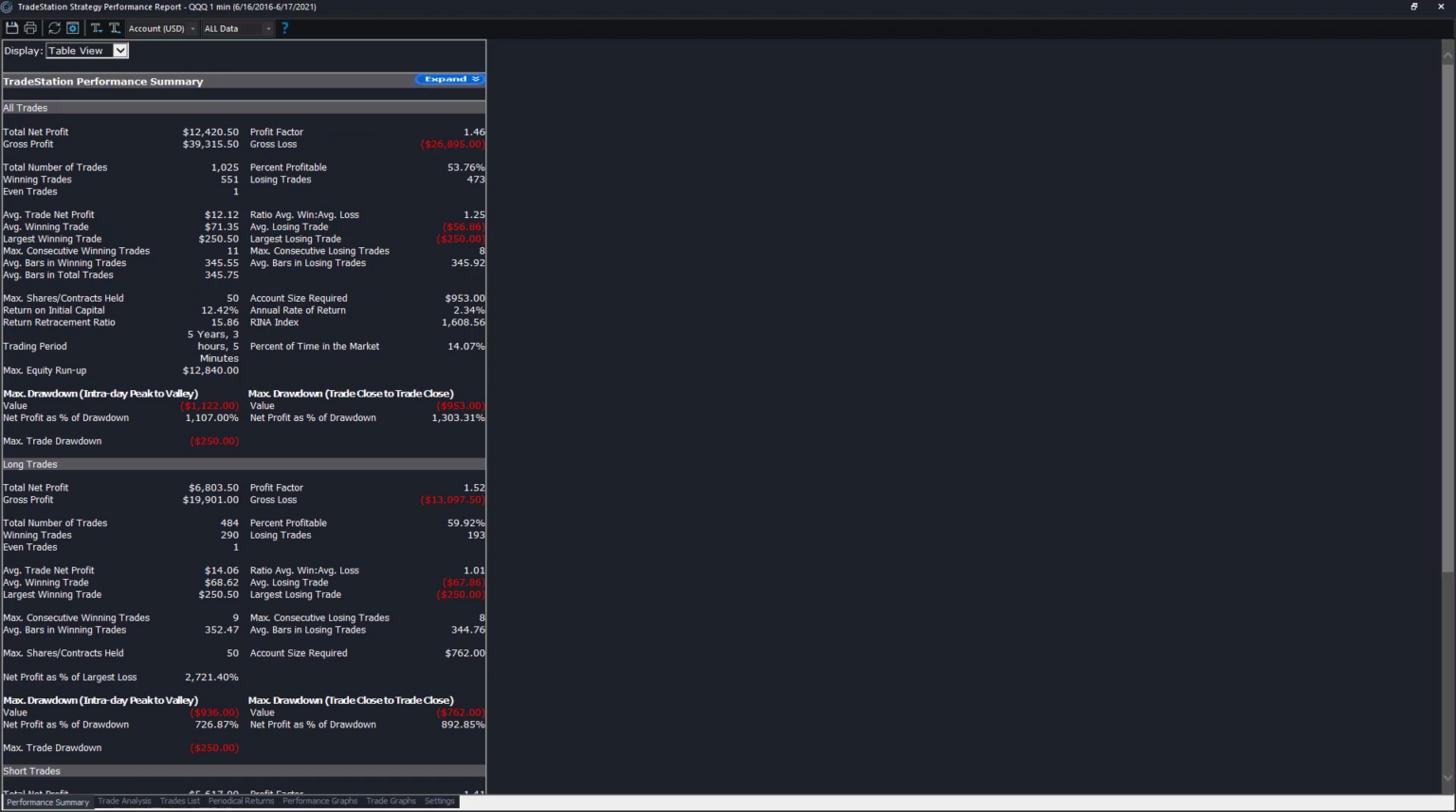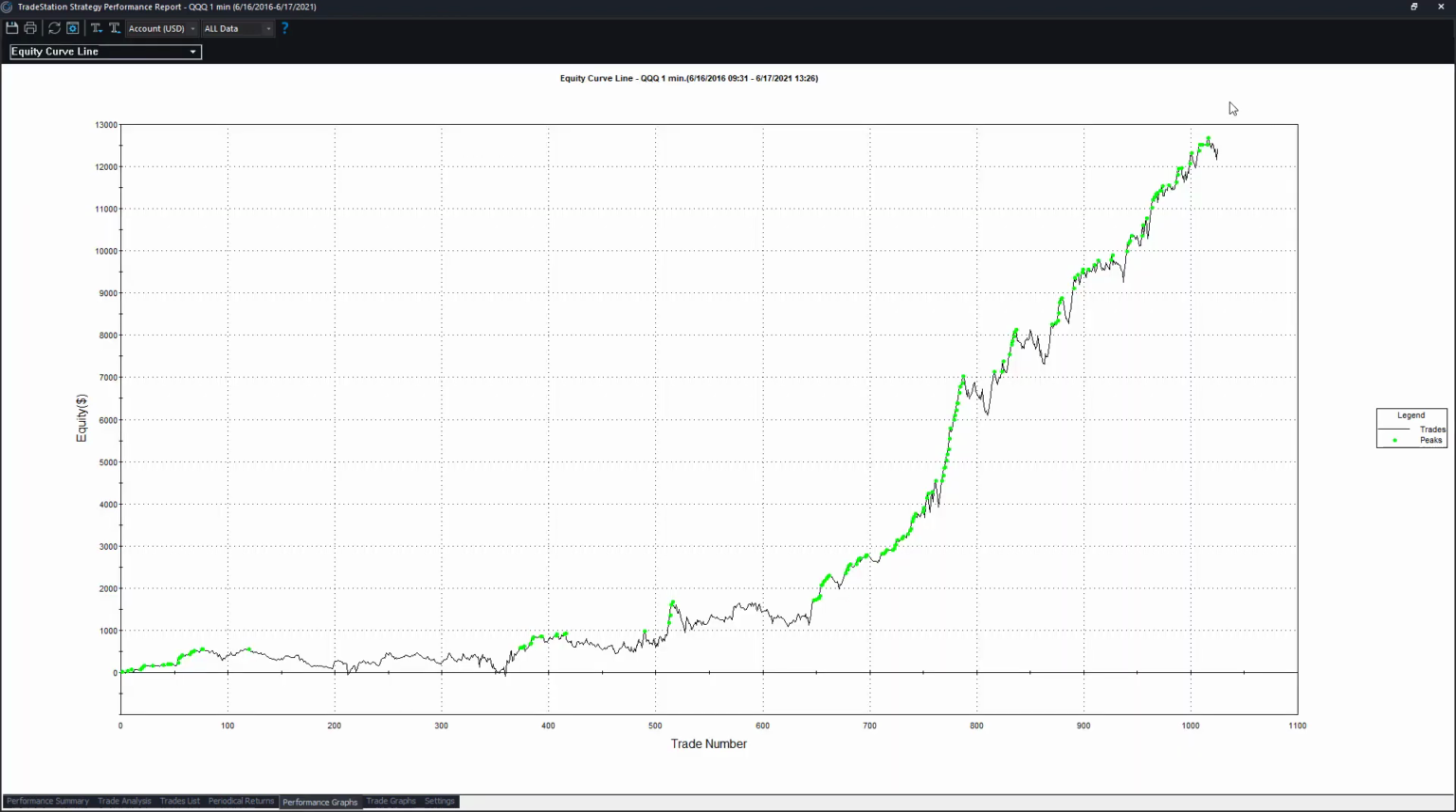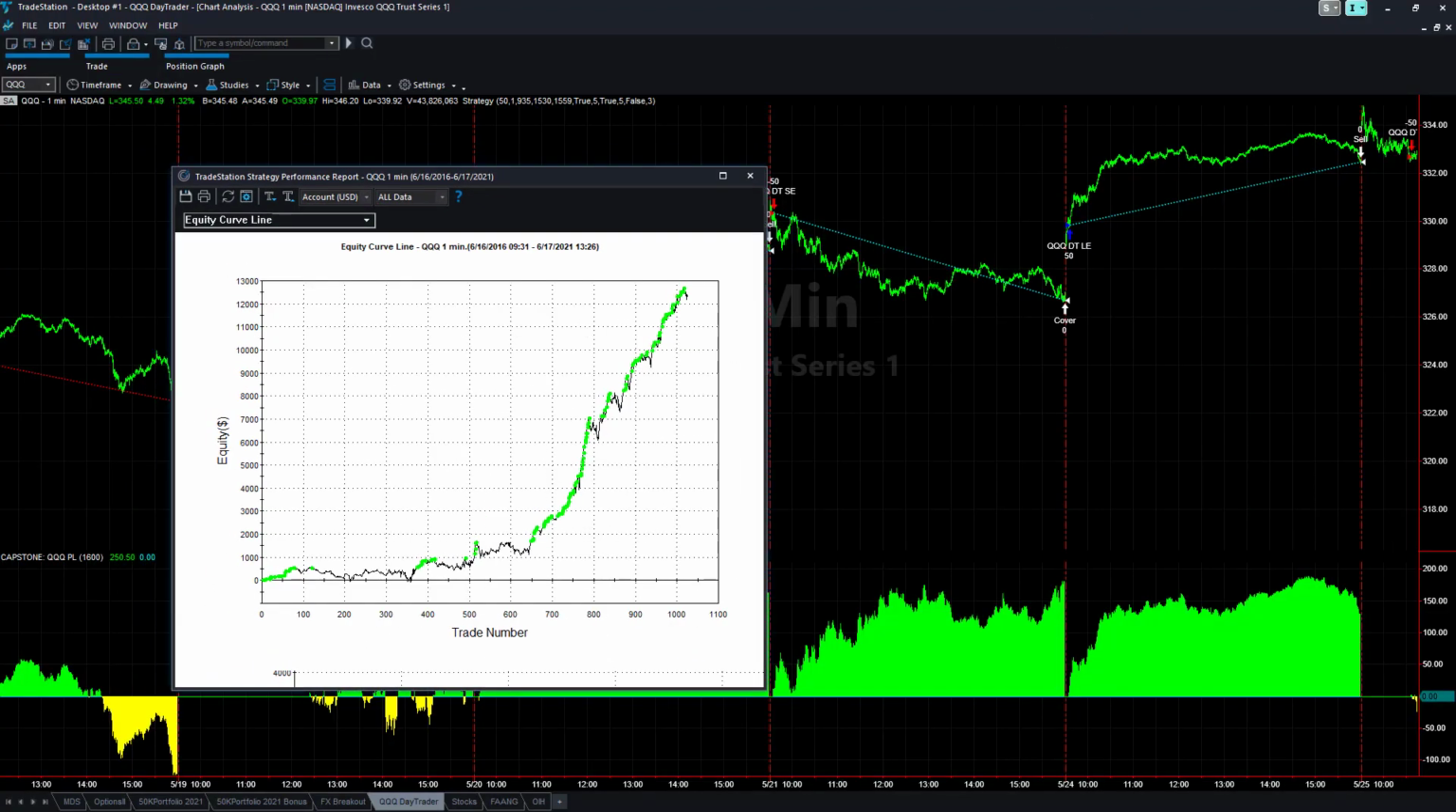So like I said, the market is in a good place to trade this strategy at the current point values, and that is QQQ DayTrader.